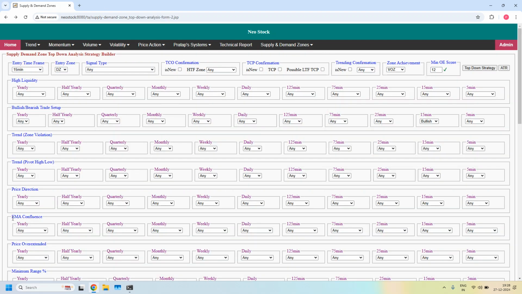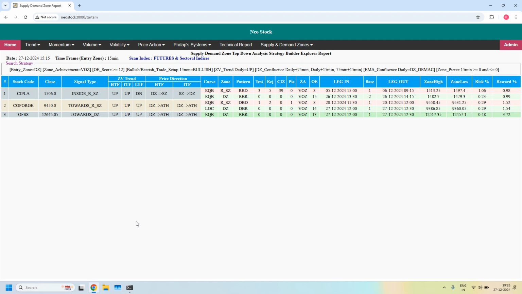Let's verify in the EMA Confluence at daily time frame. Why daily? Because the 15 minutes zone together with 75 minutes demand zone are part of the daily demand zone. That's why we are looking for daily demand zone with daily EMA Confluence. And trend should not be sideways. Because it is bullish trade setup, the daily trend should be uptrend. So with these filters, let's verify. We got 3 stocks. These 3 are even more high probability trade setup supported stocks.